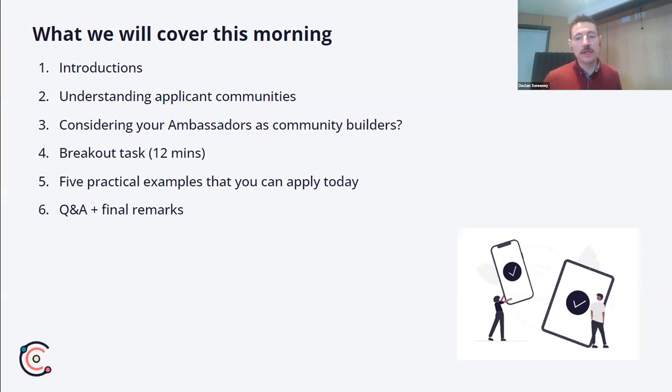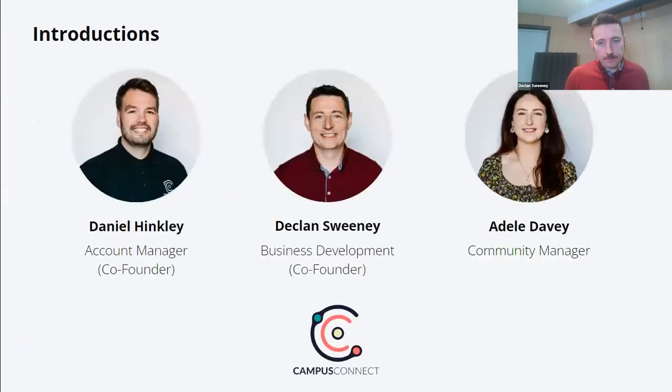Then myself and Adele are going to look at 5 practical examples that you can apply today. So 5 things that you can get your ambassadors to do that will help generate community and help students with that important sense of belonging. In that pre-enrollment space, what can you get them doing to help students integrate and become more active members of your community? And then at the end we'll have a Q&A. So there's a bit in it, but we hope it's nice and interactive and light. It's not too heavy in terms of content, but lots of opportunities for you to connect. So without further ado, we'll kick on.